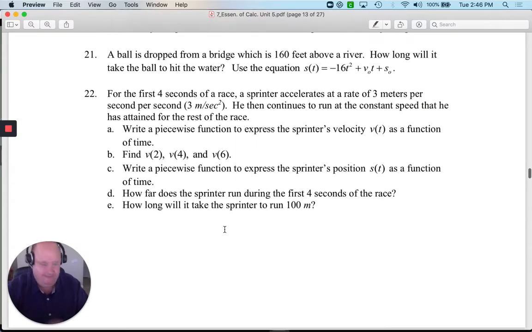Next page. 22. For the first 4 seconds of a race, a sprinter accelerates at a rate of 3 meters per second squared. He then continues to run at this constant speed that he has attained for the rest of the race. It says write a piecewise function to express the sprinter's velocity as a function of time.